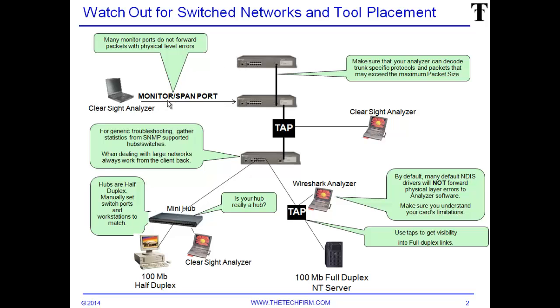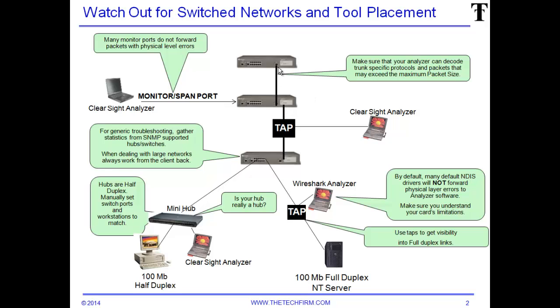The first is this good old monitor, SPAN port, or conversation redirection. Every vendor's got a different name for it. Many monitor ports do not forward packets with physical level errors. So if I'm monitoring a port, like a fiber port, because I've only got a copper port here, you probably will not see physical level errors. I say probably because I haven't done every single switch on the planet, but the ones I have, I've confirmed that is indeed the case.